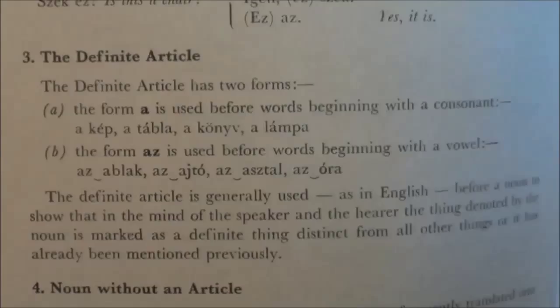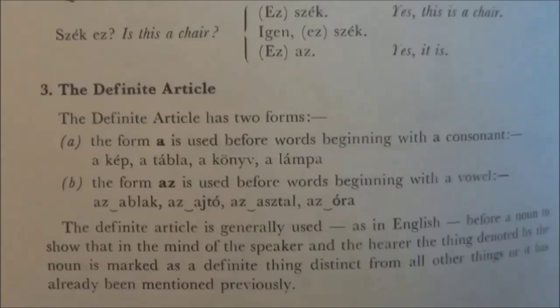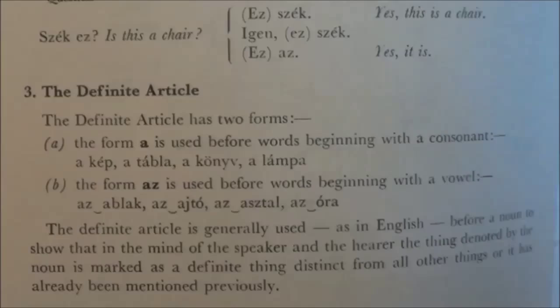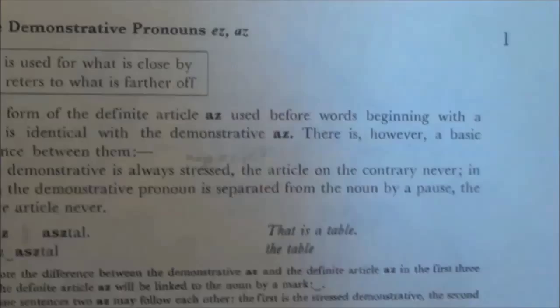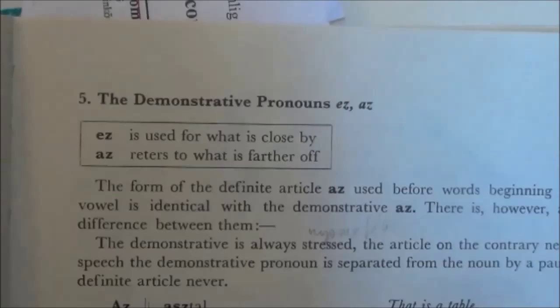And the definite article. It's a or az. Az, if it's used in the beginning with a vowel. The letter A is a vowel. The letter T is a consonant, so you only say a. A tábla. The blackboard. A könyv. The book. Ez az. Az refers to what is farther off.